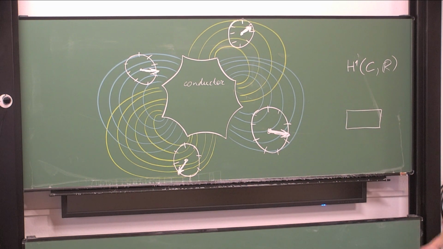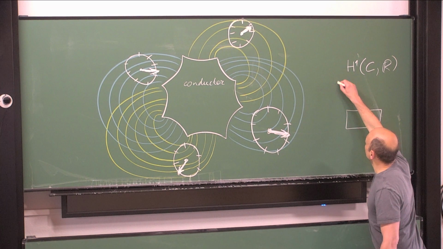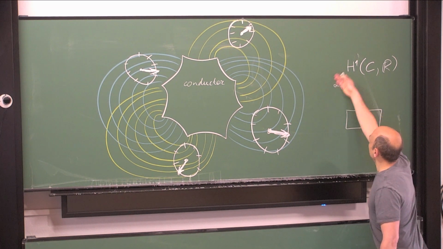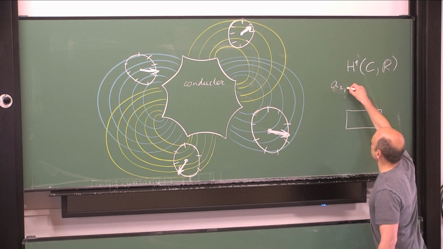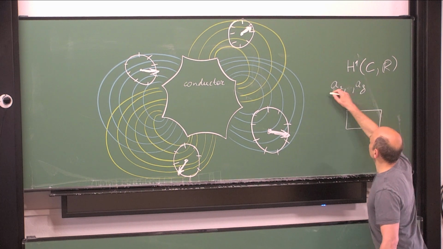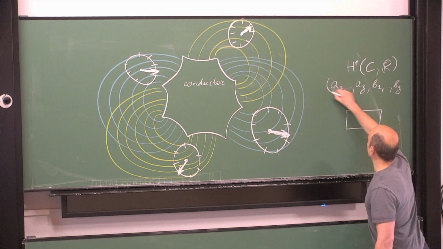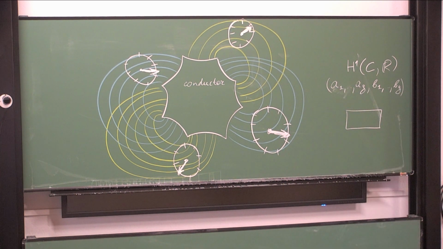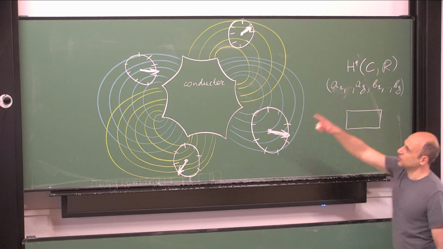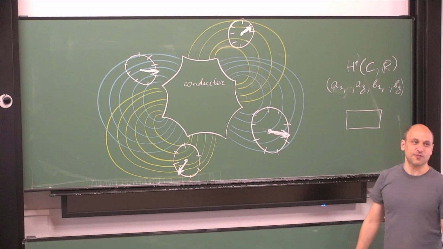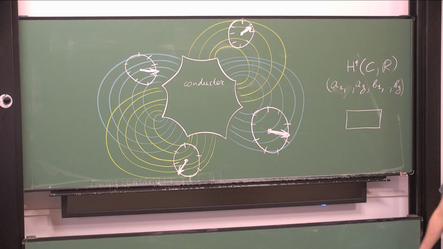So it has a basis with A cycles, maybe I can call them A1, AG, and B1, BG. A symplectic basis. And what is C R? C is this surface. R are real numbers. So cohomology with coefficients in R.